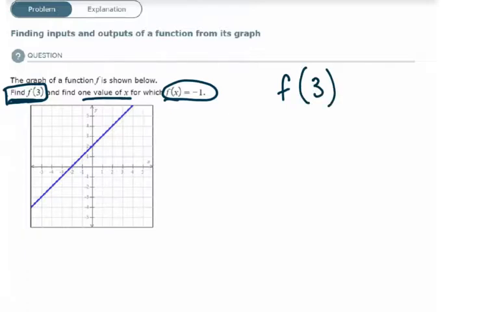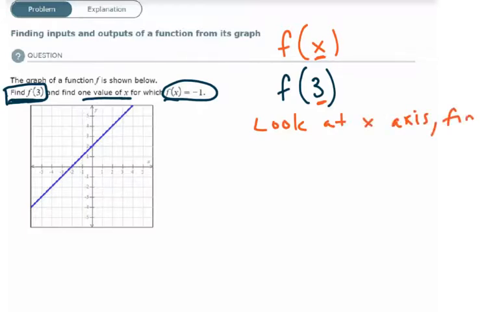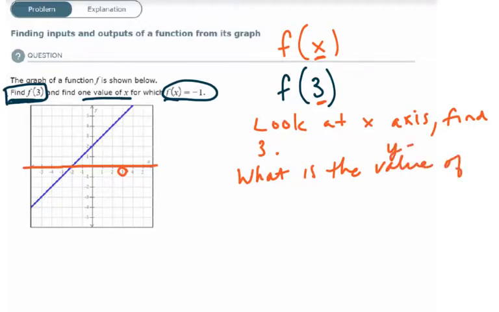What that means is we're looking for what is the value of the function when x is equal to 3. So what we do here is we look at the x-axis and find 3 on the x-axis. So the x-axis is the horizontal axis, and we look for the value 3. Then we find out what is the value of the function, or the y value of the function, when x is equal to 3.